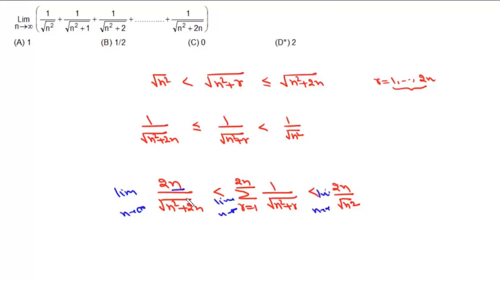Now here the highest power is 1 and here also the highest power is 1. So the left hand side limit is 2. On the right hand side the limit is 2. So the value of this limit, which is actually the given limit, will also be 2 using the sandwich theorem. So the answer to this question is option D.